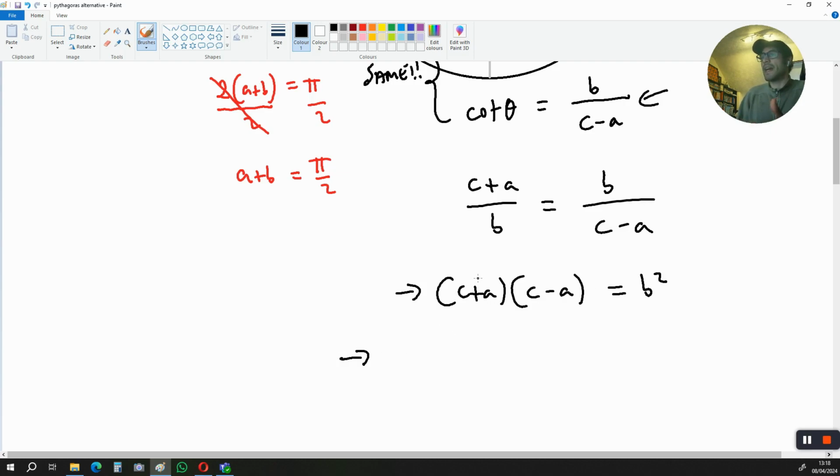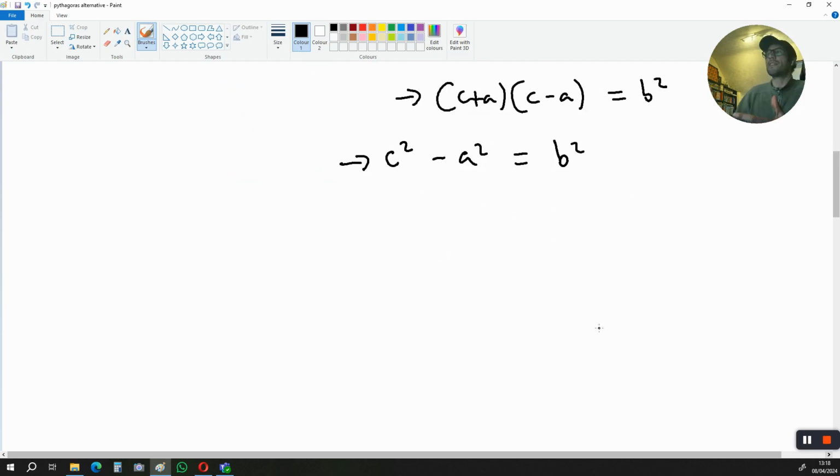And if we expand the left-hand side, we get c squared minus ac plus ac, which is 0, minus a squared. And that's going to be equal to b squared. And from here, all we have to do is add a squared to both sides of this equation, and we prove that a squared plus b squared is equal to c squared. And this is Pythagoras' theorem.